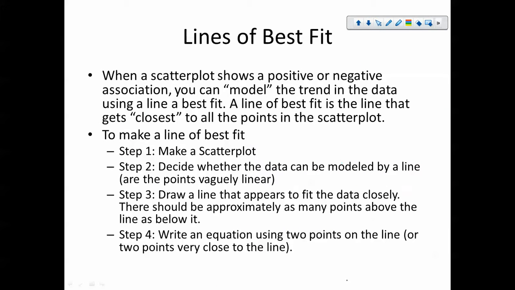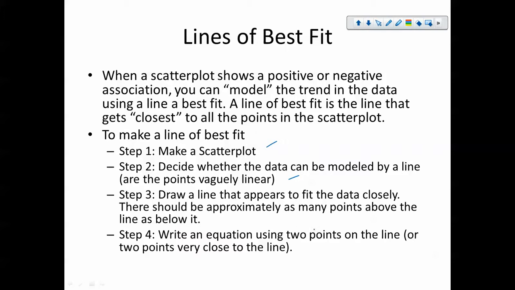So what is it? When we're looking to make lines of best fit, if it shows a positive or a negative association, we model it with the line of best fit. And the line of best fit is the line that gets closest to all the points in the scatter plot. So we make the scatter plot. We make sure that it's vaguely linear. And then we draw a line that appears to fit the data closely.